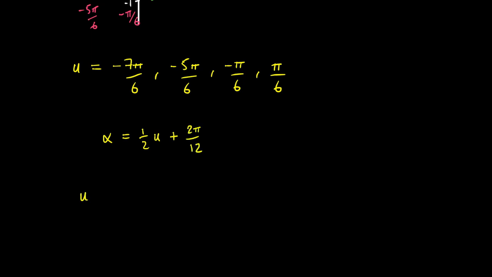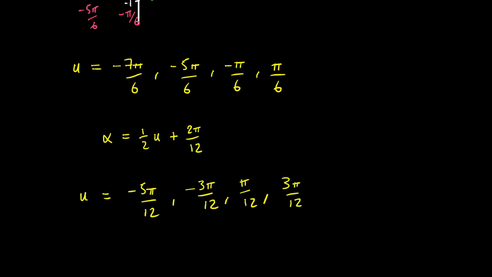So let's take each of these values. Negative 7 pi upon 6 divided by 2 is negative 7 pi upon 12, plus 2 pi upon 12 is negative 5 pi upon 12. This one will become negative 5 pi upon 12, plus 2 pi is negative 3 pi upon 12. This one here, if I half it, will become negative pi upon 12, plus 2 pi will become positive pi upon 12. And this one here, pi upon 6, if I half it, will become pi upon 12, plus 2 pi upon 12 will be 3 pi upon 12.